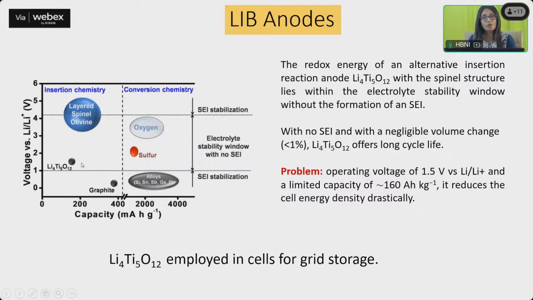Though it doesn't form any SEI, so the energy efficiency of this material is going to be very good, and the Coulombic efficiency is going to improve. But the capacity is going to be low. So that is why, though it is used, it is not at the commercial level. The operating voltage is 1.5 volt versus lithium, and there is a limited capacity, so it reduces the cell energy density drastically. However, this lithium titanate can be employed in cells for grid storage.